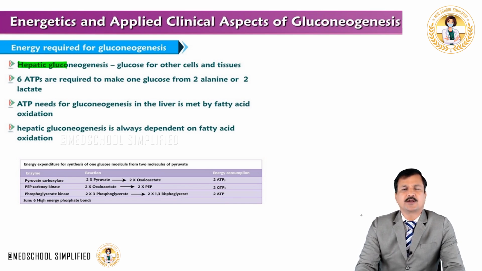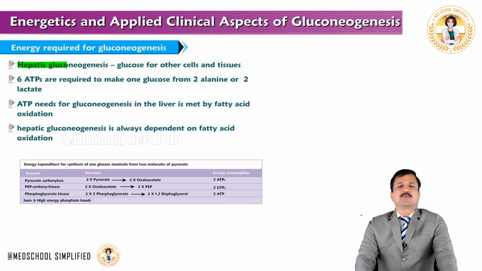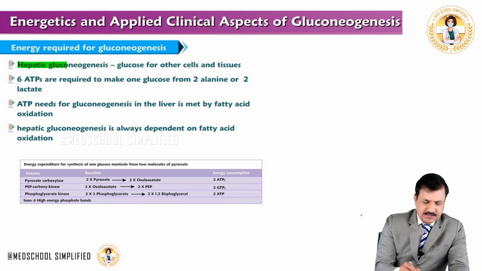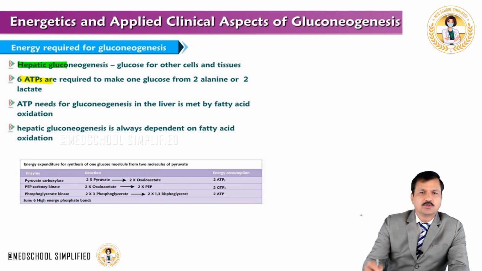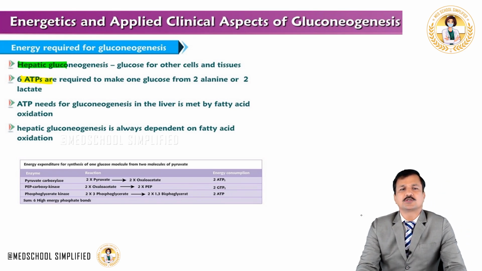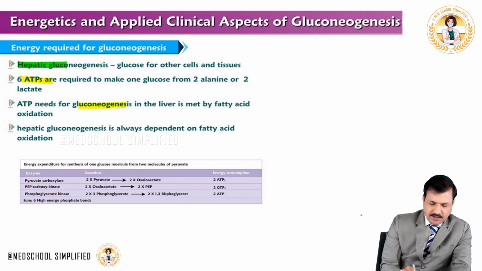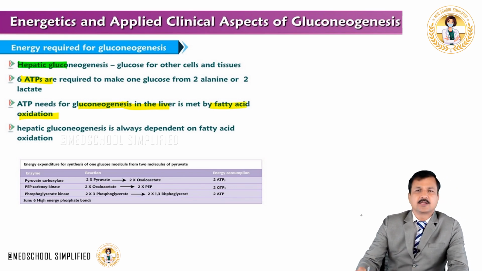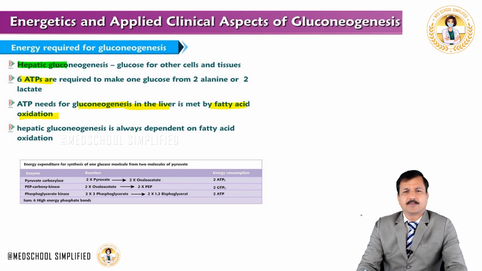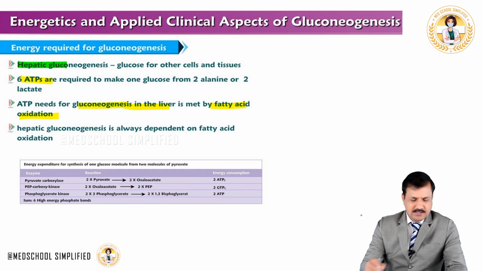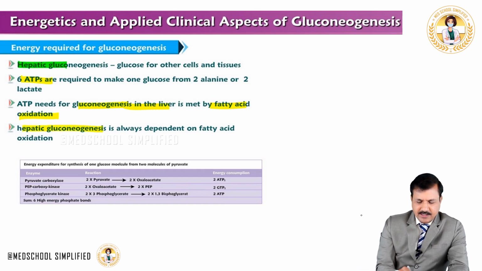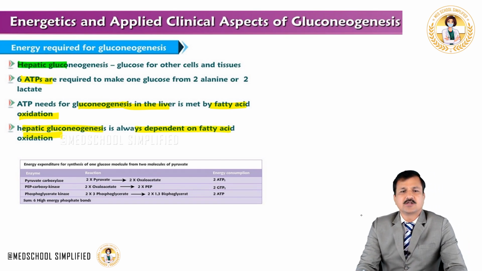Now, how many ATPs are needed to convert gluconeogenic precursors all the way into glucose? As per the calculation, 6 ATPs are needed for the conversion of 2 alanine into 1 glucose or 2 lactate into 1 glucose. So the ATP needs of gluconeogenesis in the liver are met by fatty acid oxidation in the mitochondrial matrix. That's why hepatic gluconeogenesis is always dependent on fatty acid oxidation.